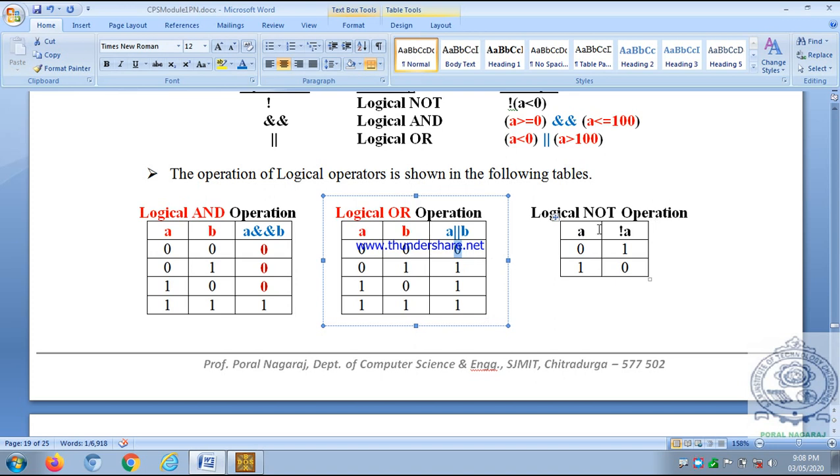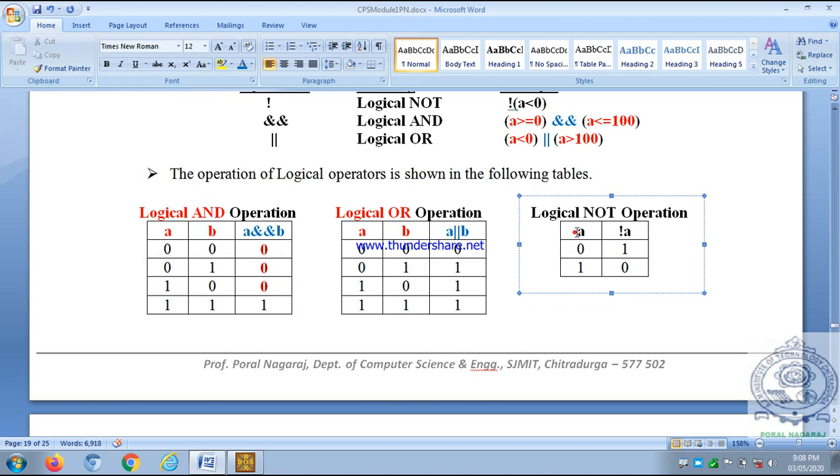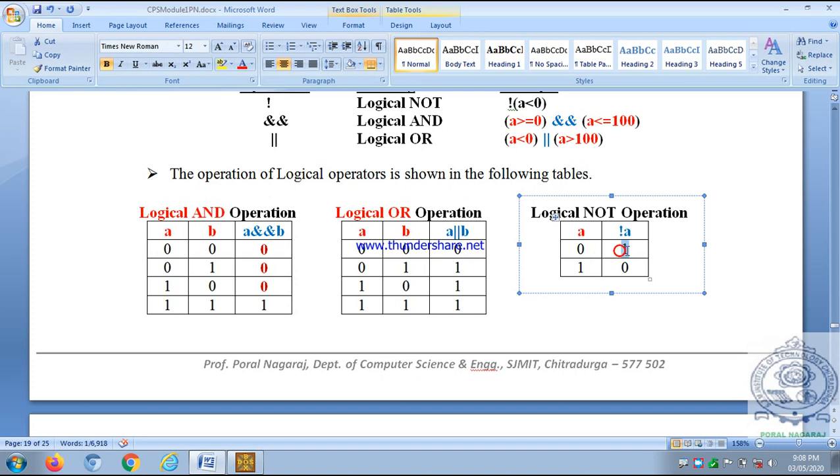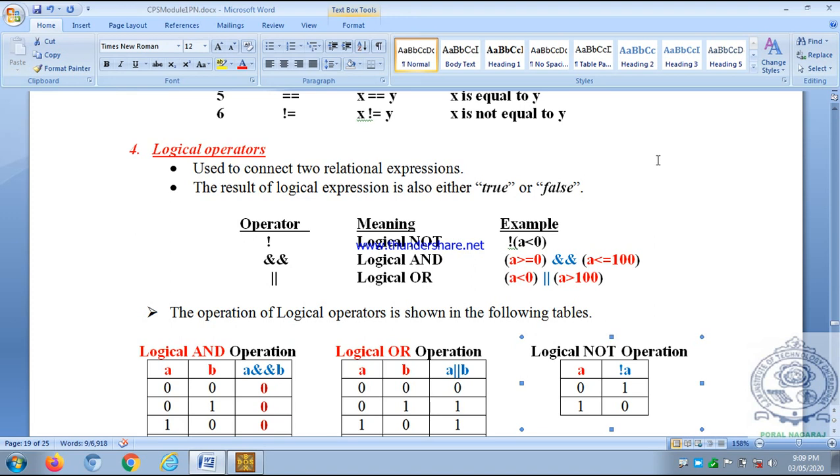Then the logical NOT operation. Suppose A is the input, then NOT A is the output. If A is 0, the input is 0, then the output is NOT 0, which means 1. Suppose input A is 1, then NOT A means 0. So this is the logical NOT operation. That's why we have three logical operators: logical NOT, logical AND, and logical OR.